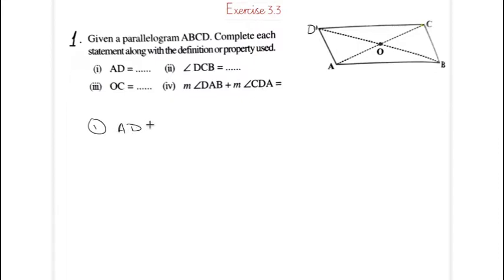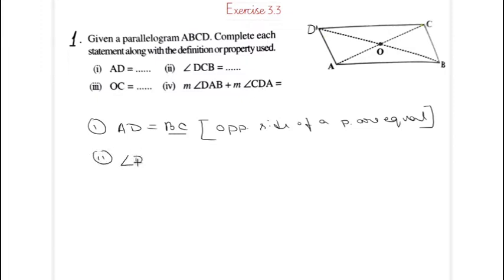Number 1, AD equals to what? AD will be equals to BC because they are the opposite sides of the parallelogram and opposite sides of a parallelogram are equal. We have to write the reason why the answer is this. Okay, so number 1, then number 2.